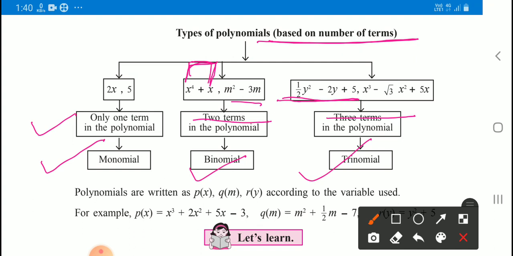1 upon 2 y square minus 2y plus 5. Second expression is x cube minus root 3 x square plus 5x. This is also a polynomial. The type of polynomial is trinomial.